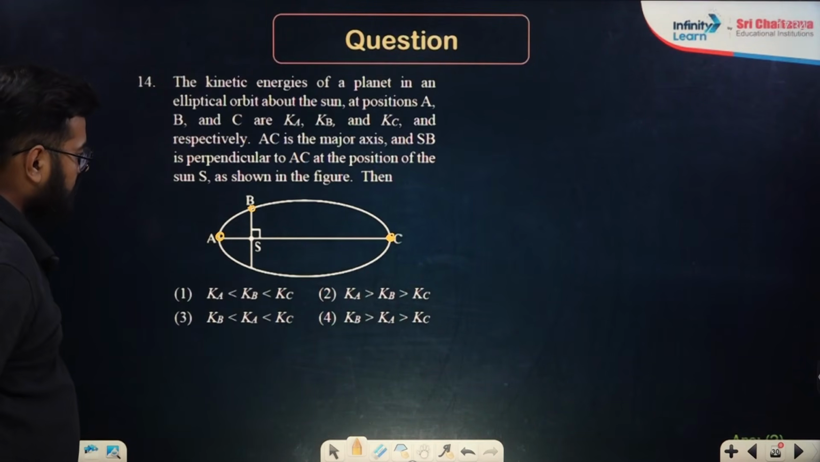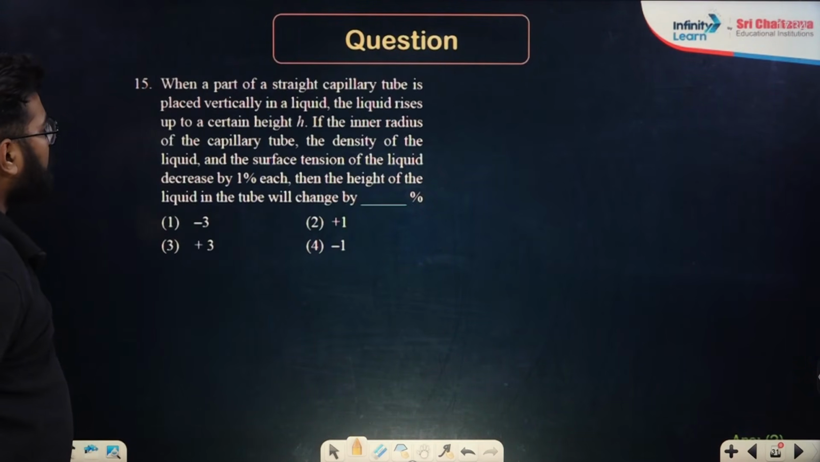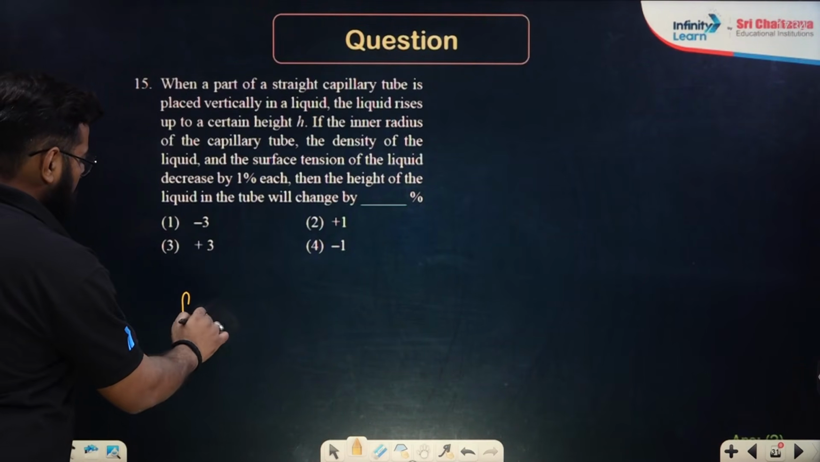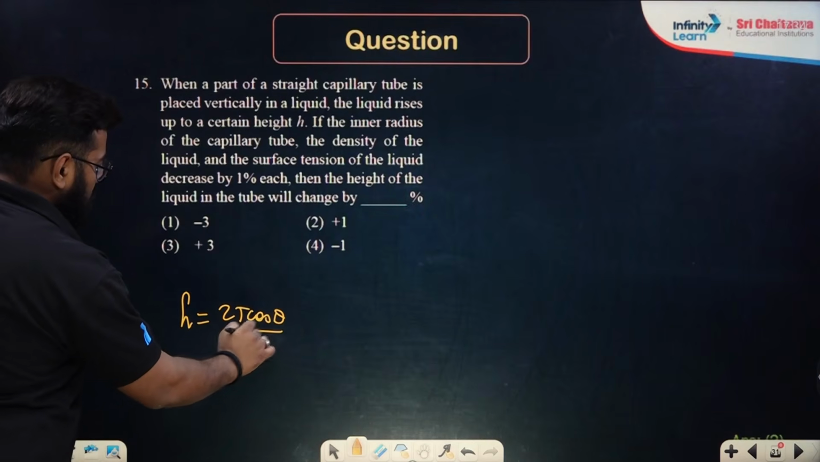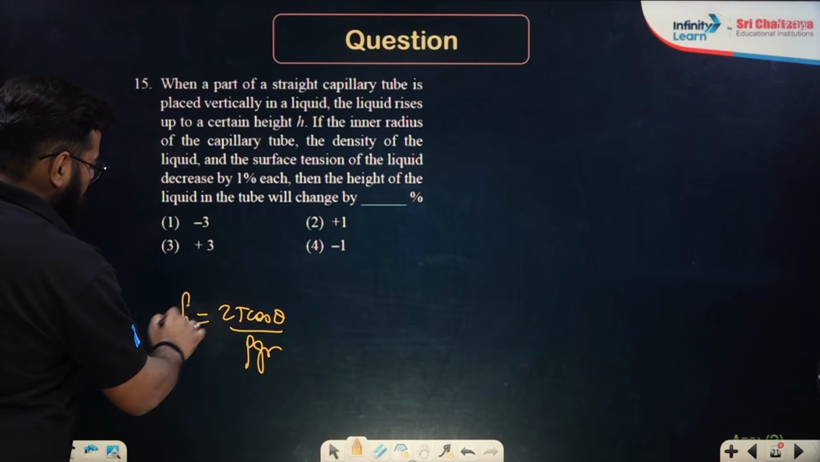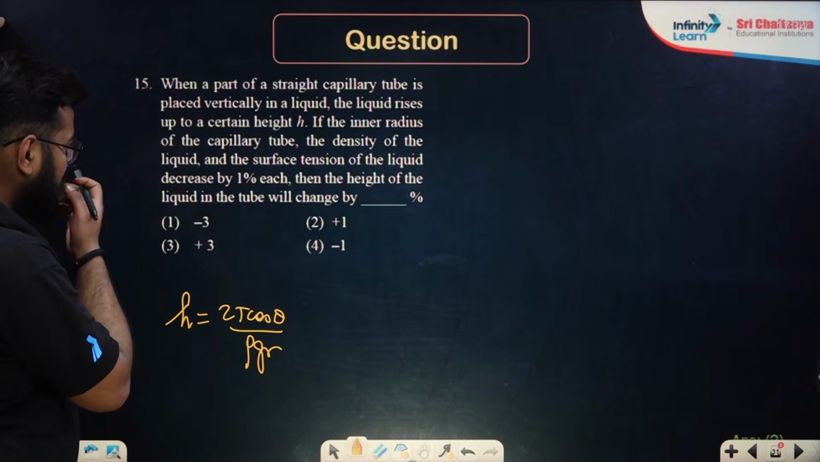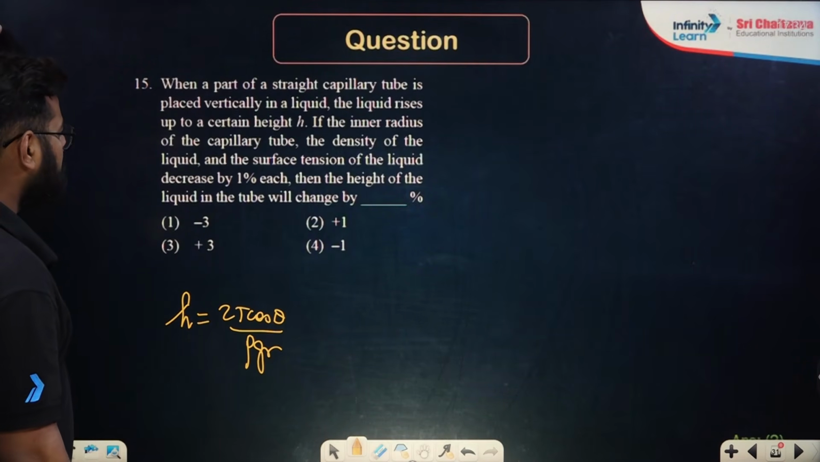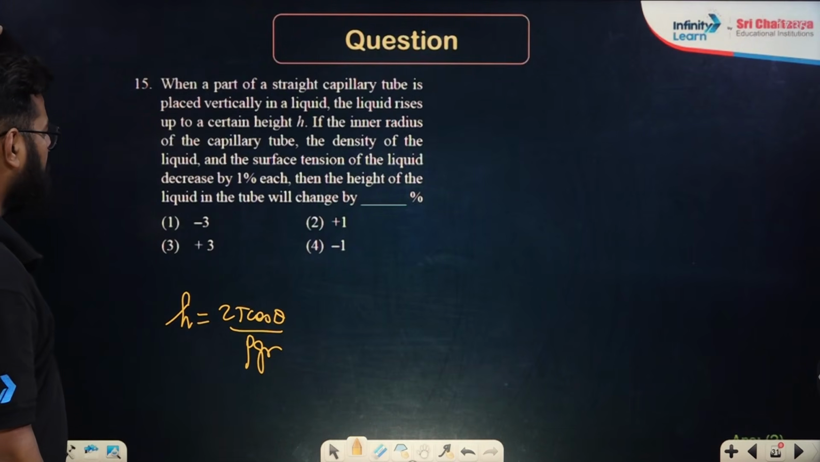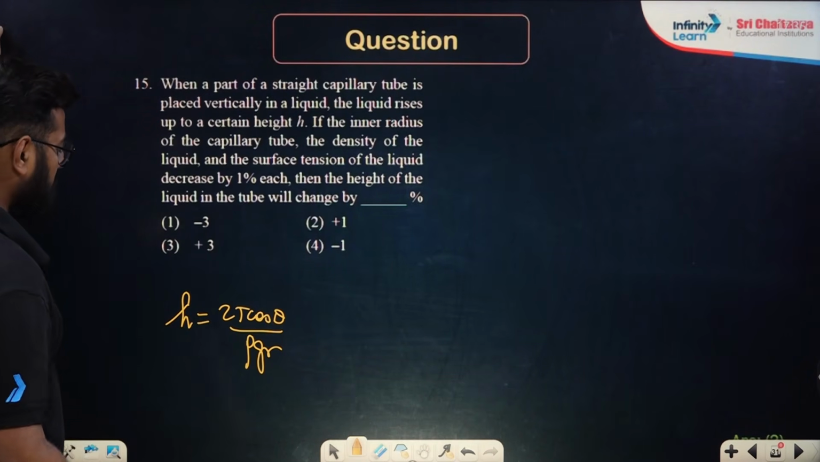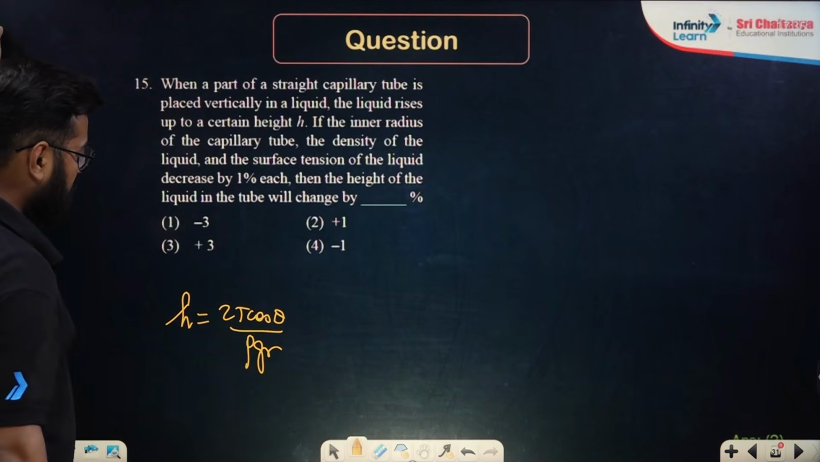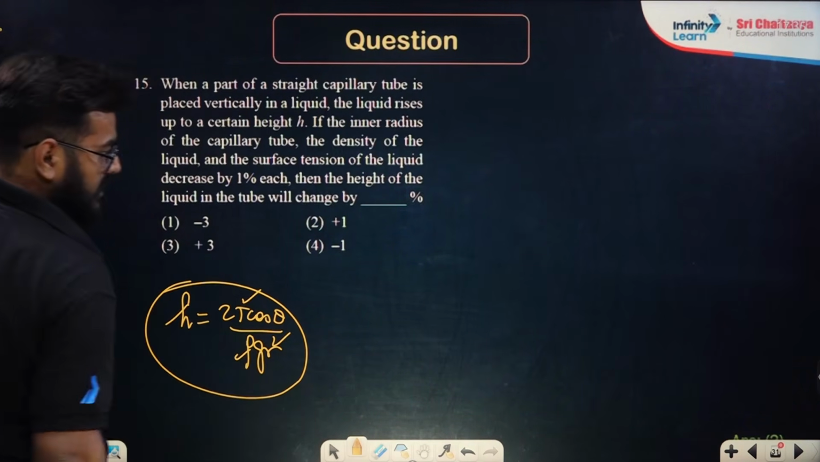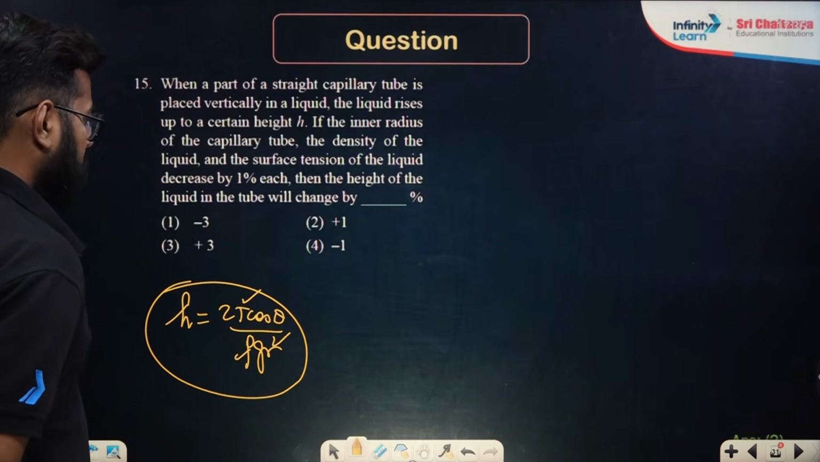Okay. When a part of a straight capillary tube is placed vertically in a liquid, the liquid rises up to a certain height. H is equal to 2T cos theta upon rho g r. Right. So, if the inner radius of the capillary tube, the density of the liquid and the surface tension decrease by 1% each, then the height of the liquid in the tube will change by. Okay. So, I think this is a simple problem of error analysis. You can just do the error analysis. T, rho and R are changing. So, there's nothing much in it.